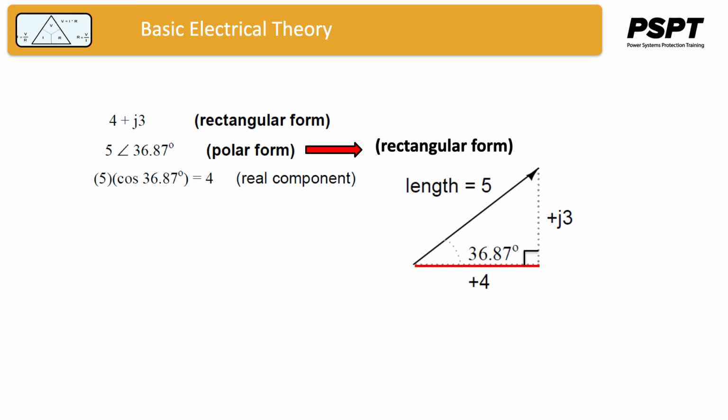To find the imaginary side, you take the magnitude, or the length, of the phasor, 5, and you multiply it, this time, by the sine of the angle, which is 36.87 degrees, and that equals 3. So that will give you the imaginary component, and you have to remember to put the J operator in front of it, of course, and whether it's plus or minus will fall out of the calculation.